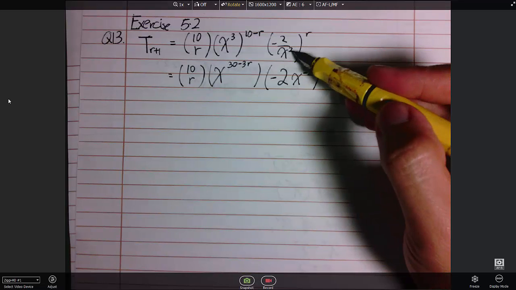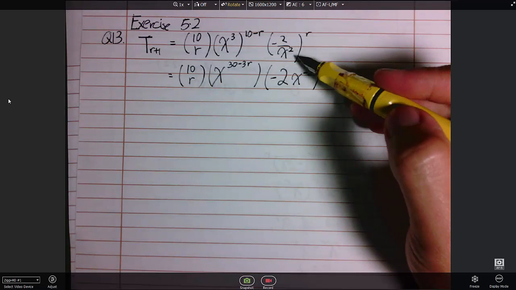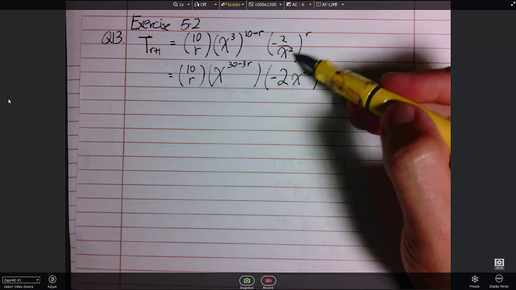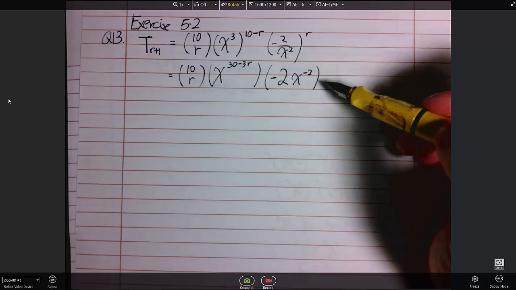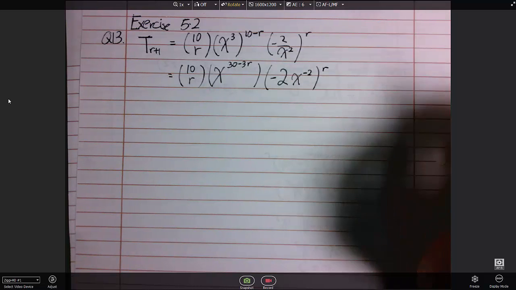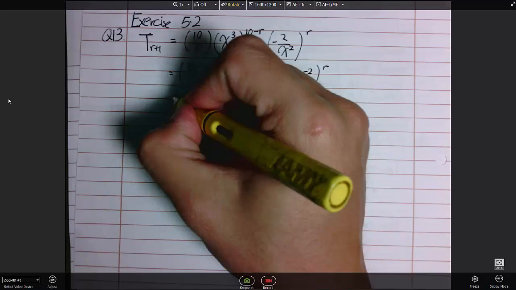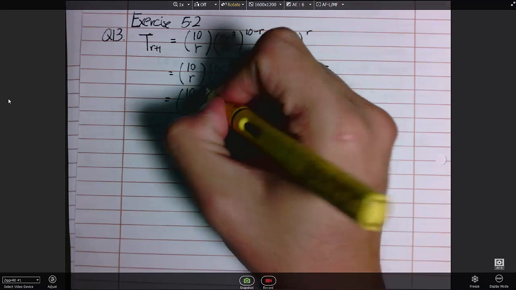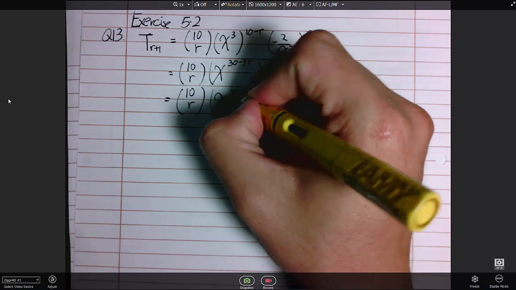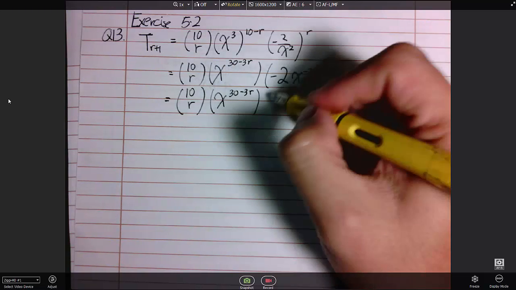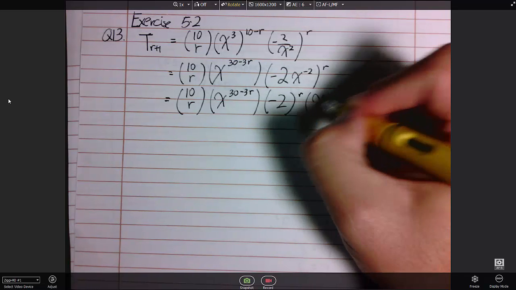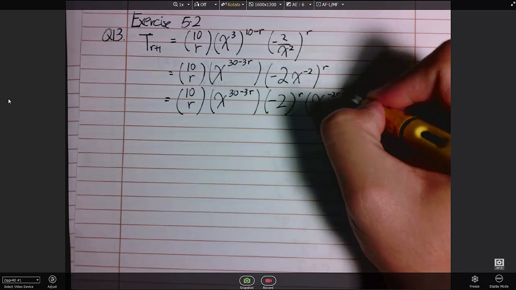This is x squared. A to the power of negative m is 1 over a to the power of m. So I write it as x to the power of negative 2 in negative index form, and we have r in this case. Simplifying further, what I get is x to the power of 30 minus 3r, negative 2 to the power of r, x to the power of negative 2r.